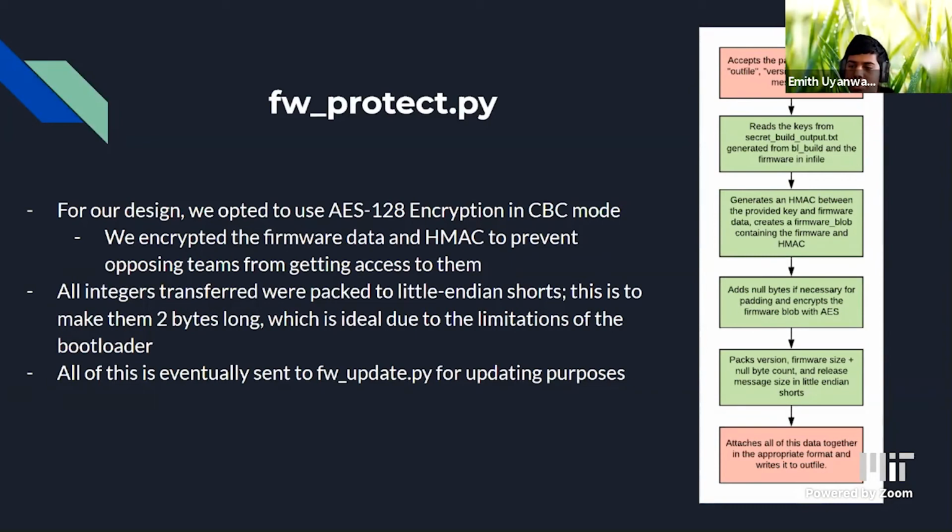We add null bytes because of how we're using AES 128 in CBC mode. So obviously, in order to do that encryption, your data needs to be a multiple of 16. So that's the reason we have null bytes there. So we encrypt both of those.